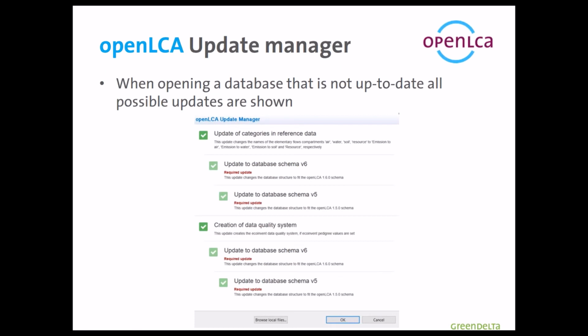In this case, there are two main updates, this one and this one. And for each update, there are dependent updates that are also shown and that will be installed together with the main update. And the updates are delivered together with the openLCA version.